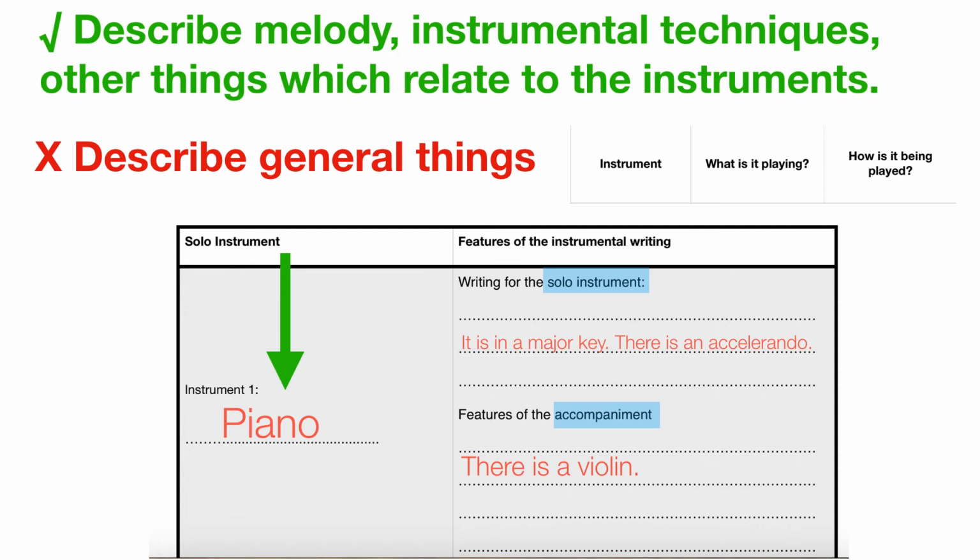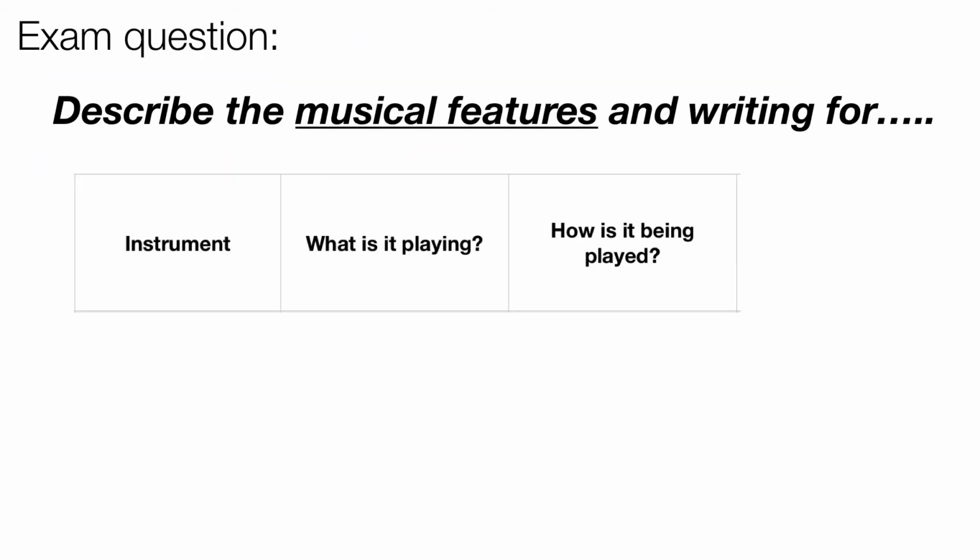And finally, this is what people often do when they're not sure what to say, is they just list the instrument they can hear. So there is a violin. Please never write that. You will never get a mark for just randomly saying the instrument. You have to actually say what it's playing and how it's being played if you're going to get the mark.